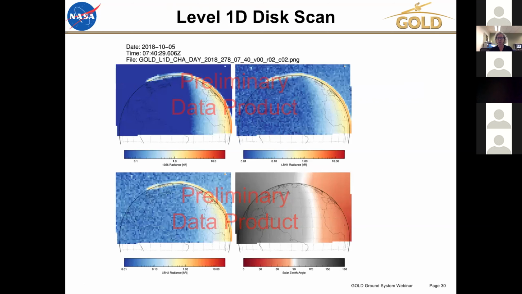You have various wavelengths that are covered here, 1356, LBH stands for the Lyman-Birge-Hopfield. Sorry, I had that documented. I have to look that one up. But that's a different wavelength region. So you can see that the radiance at those different wavelengths is different.